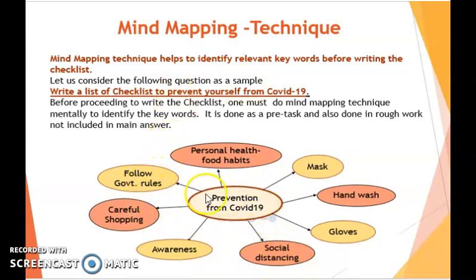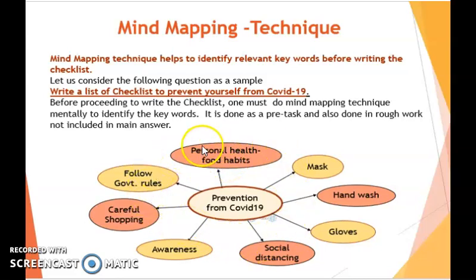I put the main key idea, that is prevention from COVID 19, in the middle, and the relevant key ideas around it. So, let me go clockwise. The first important thing is the mask that we need to wear, and hand wash that we have to use often, gloves, and another important thing, social distancing. And a very important thing is awareness. When we do shopping, we must be very careful, and to support the government and other people, we should follow the rules, and prior to all, personal health habits.